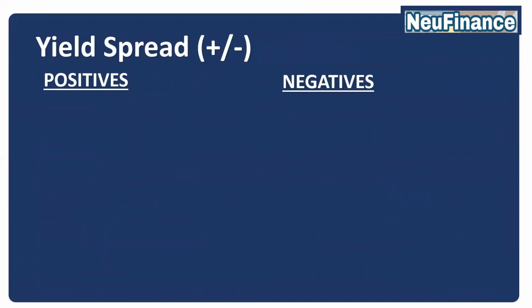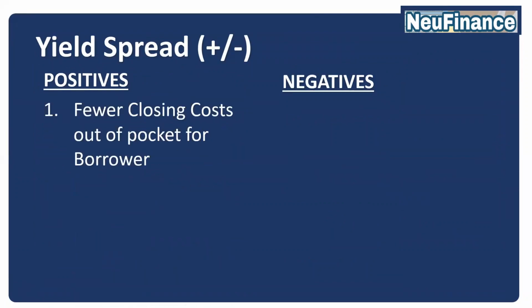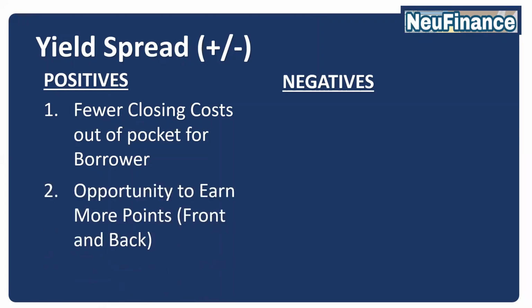So just to kind of recap, let's go over positives and negatives. It's very clear. One of the major positives here with yield spread is there are fewer closing costs out of pocket for the borrower. Very clear, very easy. And the second big positive is there's opportunity to earn more points. Because you're building points into the interest rate, you can also throw front-end origination points on there. Maybe before you would have charged 3 points on the front, but in this case, maybe you only bring it down to 2, but you're still getting your yield spread points. So it's just an extra way of earning money.